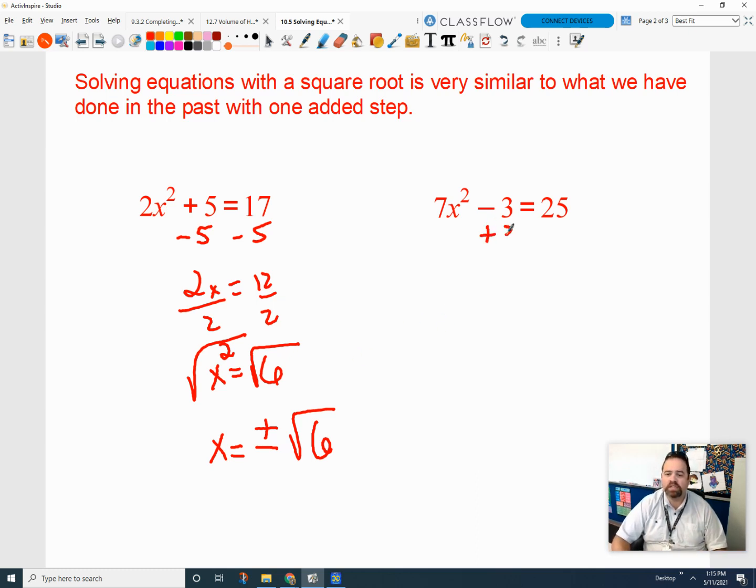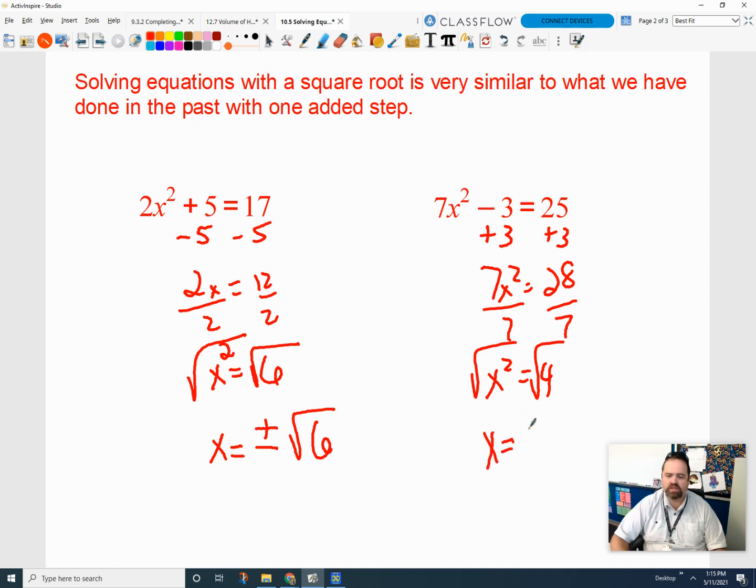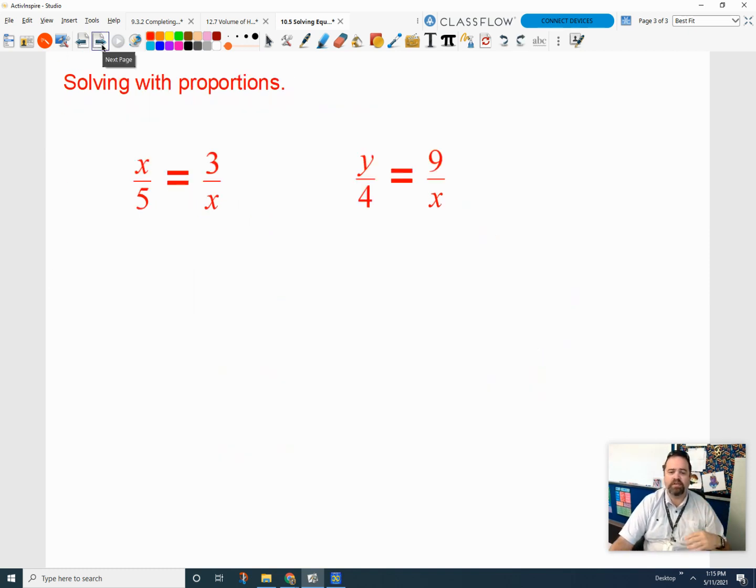So I'm going to keep on trucking here. 7x squared is 28. So when I divide by my 7, I get 4. So when I square root both sides, x is positive and negative 2. Okay, you can, if you'd like, when you do your homework, install an equation editor and type this stuff up in a doc, but it would be easier just to work it out on a piece of paper, take a picture, and turn it in, in my opinion.